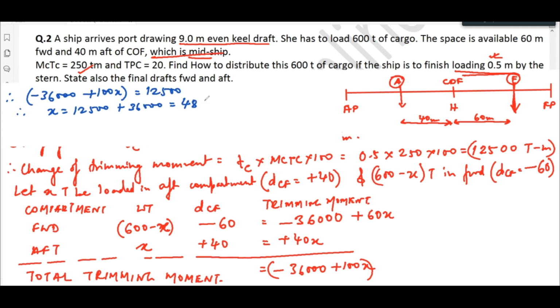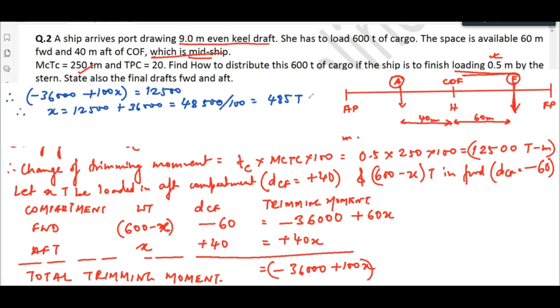Whether we equate the change of trim or the trimming moment, both are the same, sir? In the last question we equated the change of trim, and here we are equating the trimming moment. Yeah, it is easier. Why unnecessary divide by MCTC and all, because that we have taken into account there. It depends how you are comfortable. You can do it like that. It is not necessary.